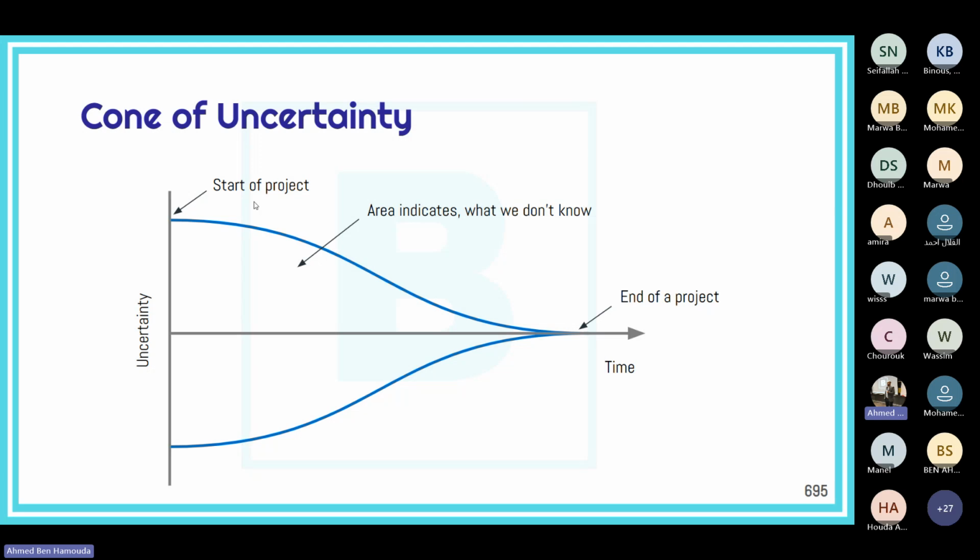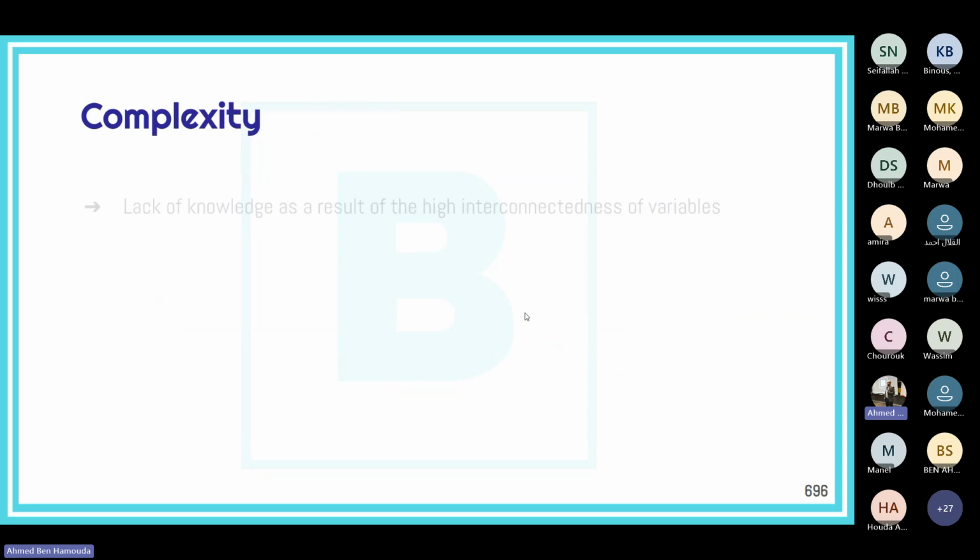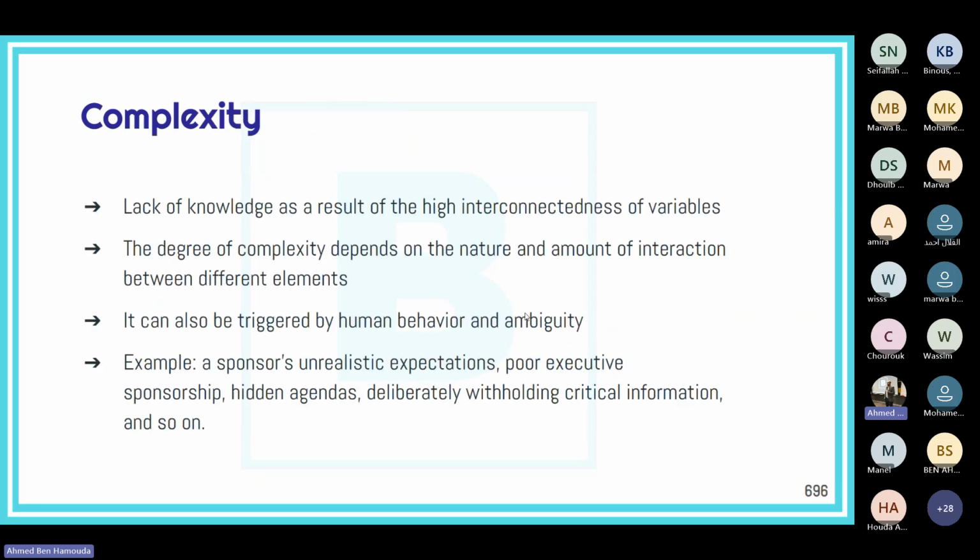And therefore the cone of uncertainty is decreasing. Once we reach the end of the project, we're not supposed to have anything unclear or uncertain anymore. So for complexity, I think it's quite clear.